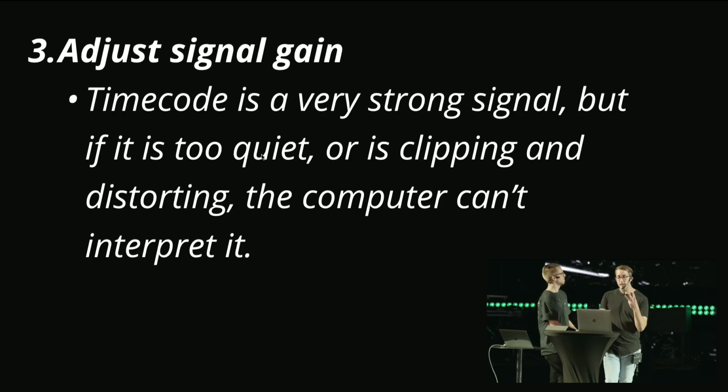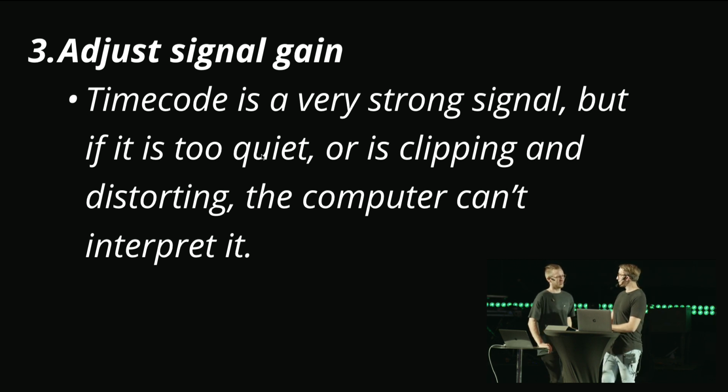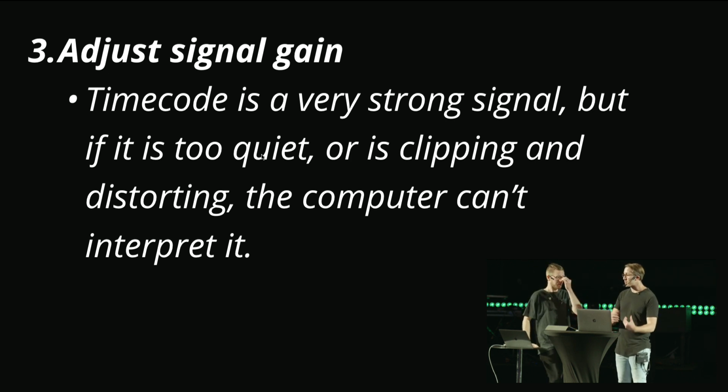Number 3, adjust signal gain. Timecode is a very strong signal, but if it's too quiet or if it's clipping and distorting, the computer can't interpret it. Remember how I said timecode is like click for computers? Sure did. Well, if you blast a click track in the band's ears, what are they going to do? They're going to throw their ears out. They're going to stop playing. It's going to be all jumpy. Exactly. Or if the click is too quiet, what are they going to do?